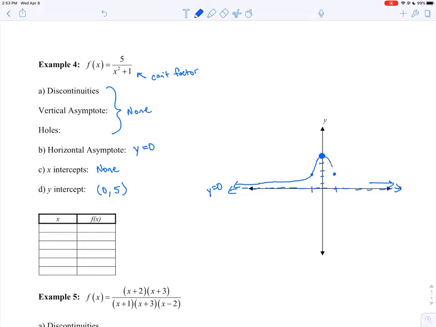But it's really just a little bit of a bell curve right there, and then it goes back towards that horizontal asymptote. So definitely one of the stranger ones, but if you understand where everything comes from and how these graphs are formed, hopefully it makes sense to you.